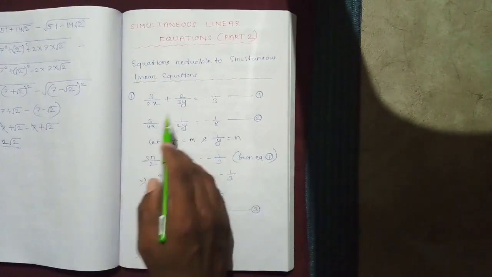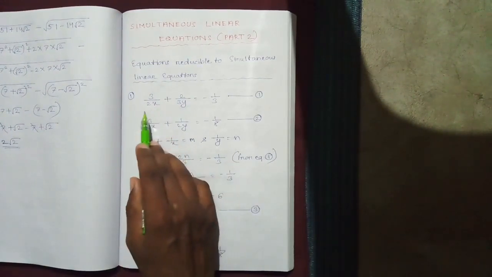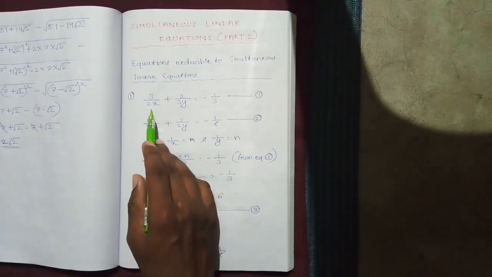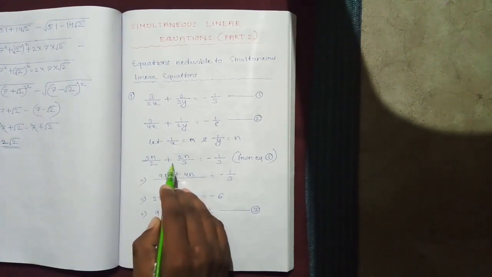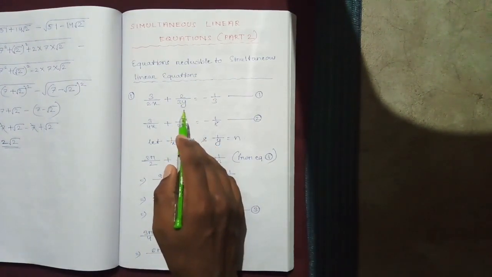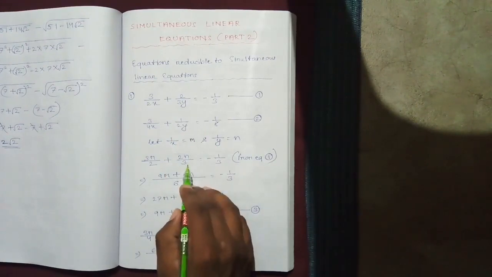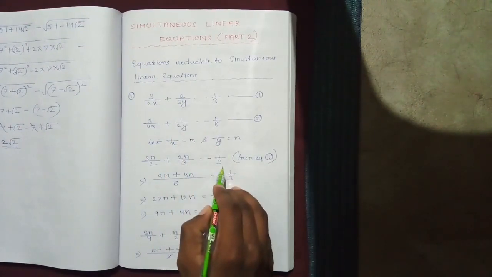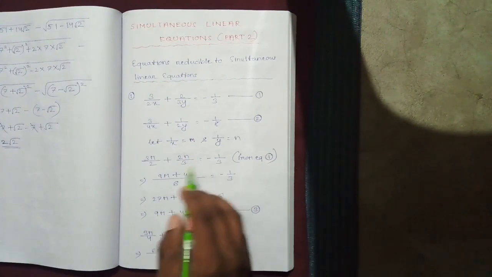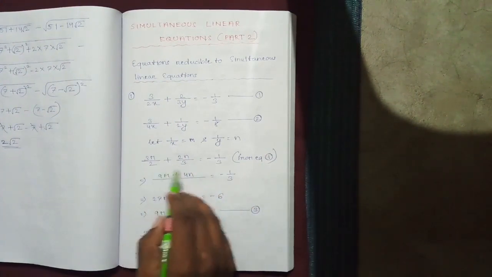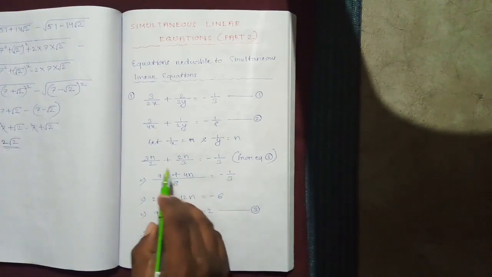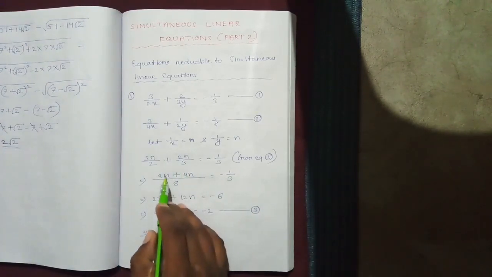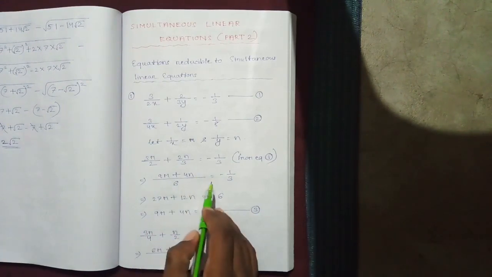So the first equation will become 3 by 2 into 1 by x, means 3 by 2 into m, or 3m by 2. So as you can see, I have written 3m by 2 plus 2 by 3y will become 2n by 3. So 2n by 3 is equal to minus 1 by 3. This is from equation 1. Let us take LCM. There are fractions. We have to remove the fractions. We need integers only. So taking LCM 6, we get 9m plus 4n whole by 6 is equal to minus 1 by 3.